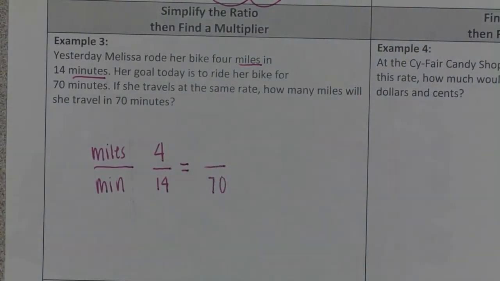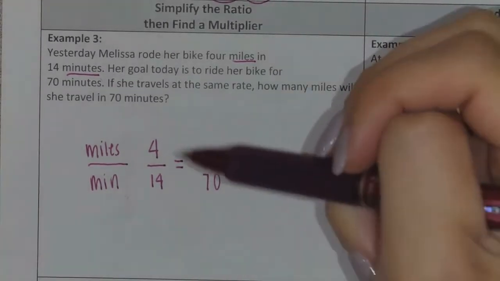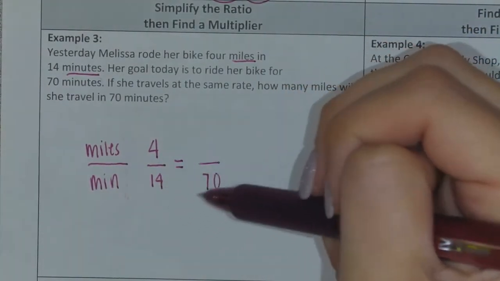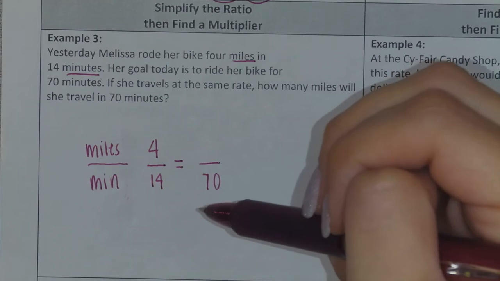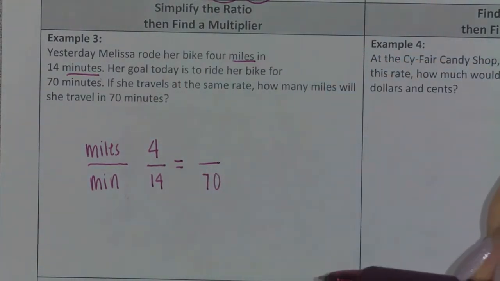Okay, now sometimes we run into an issue where when we look at a ratio, there's not really a great scale factor that jumps out to us right away. Like there's not a good one within to go from 4 to 14, and there's not a good one to go between from 14 to 70.